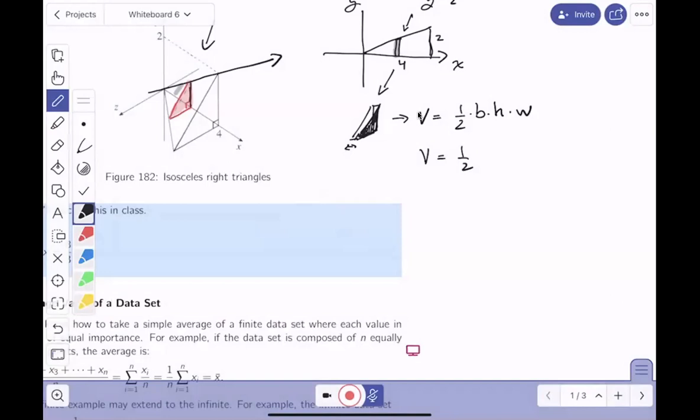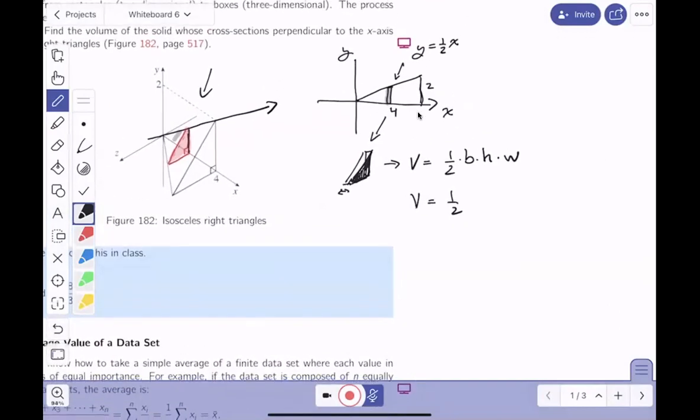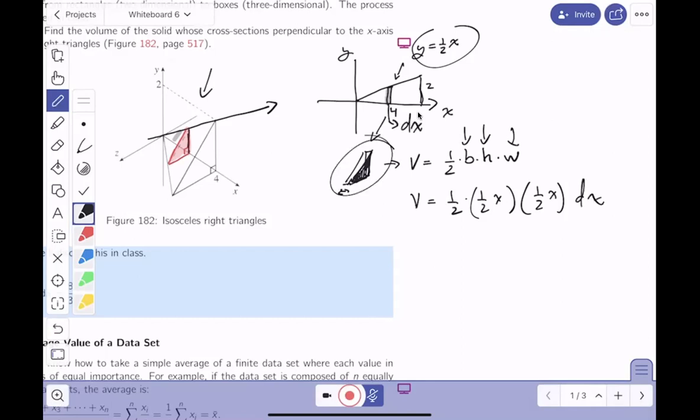Okay. I do know the height of it. What's the height of it? The height of it is this. But if it's isosceles, the base will be the same. So let's write this down. The base at any point along the x's would be 1/2 of an x. The height at any place along the x's, isosceles, is still going to be 1/2 of an x. What's the width of it? Well, it's a differential, which is dx. So that's the volume of one little tiny box.